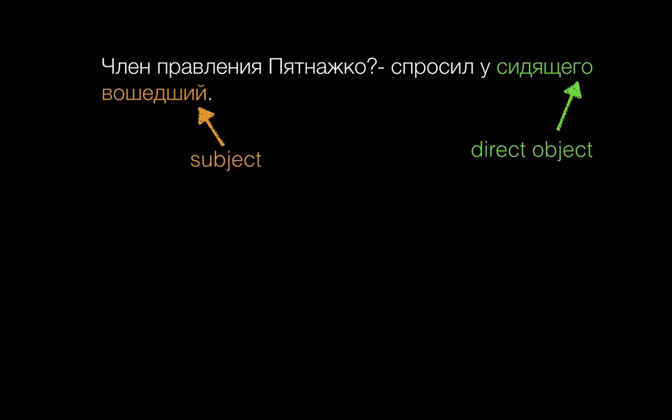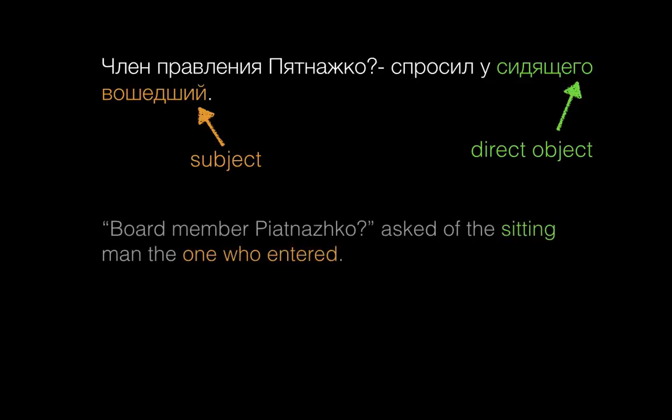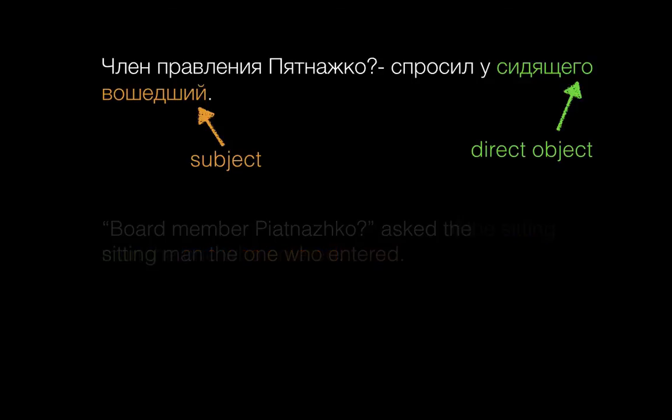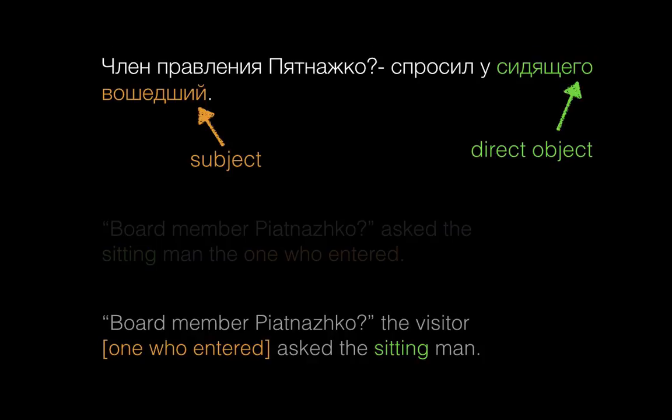You might also notice that these participles don't seem to be modifying any nouns. There's an implied человек here, which can be left out if context makes it clear that we're talking about a person. So a painfully literal translation might be something like, board member Пятнашка asked of the sitting man the one who had entered. I think Michael Karpelson's translation is less literal, but flows much more nicely. Board member Пятнашка, the visitor, asked the sitting man.